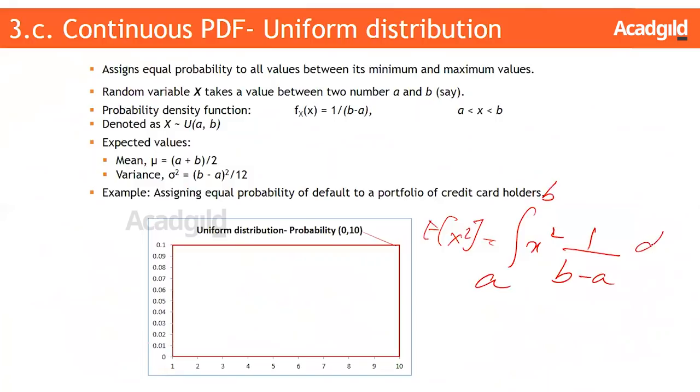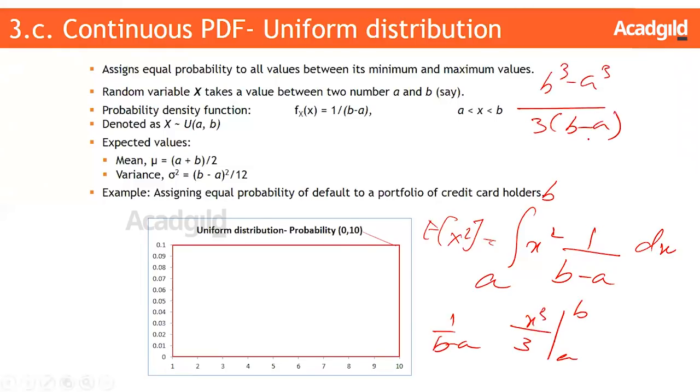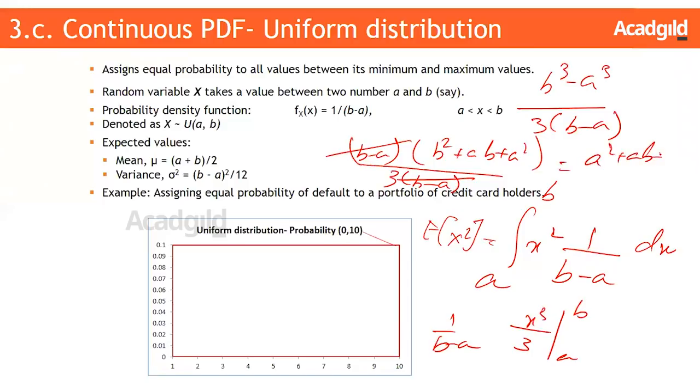So 1 by b minus a times dx, which if we see is 1 by b minus a times x cubed by 3 with the limits a to b. That comes to b cubed minus a cubed by thrice b minus a, which if we solve is b minus a times b square plus ab plus a square divided by thrice b minus a. The b minus a cancels, so I'm left with a square plus ab plus b square divided by 3.